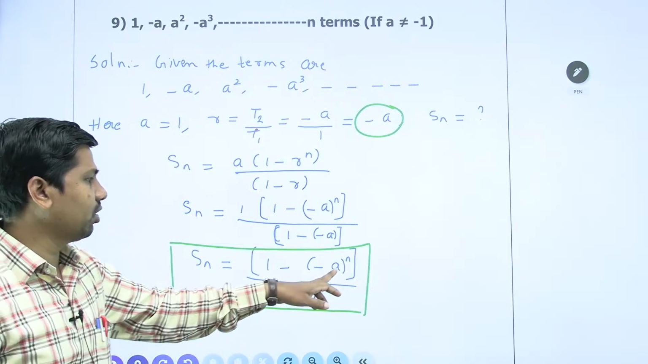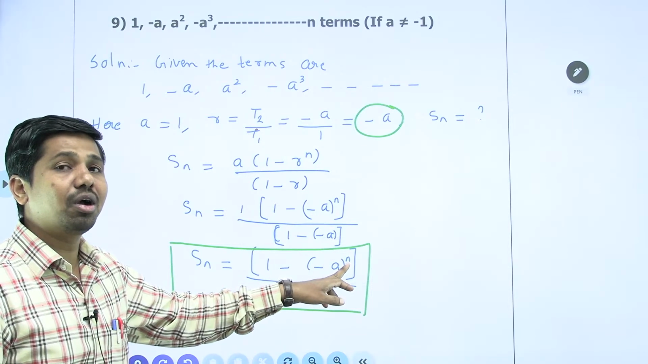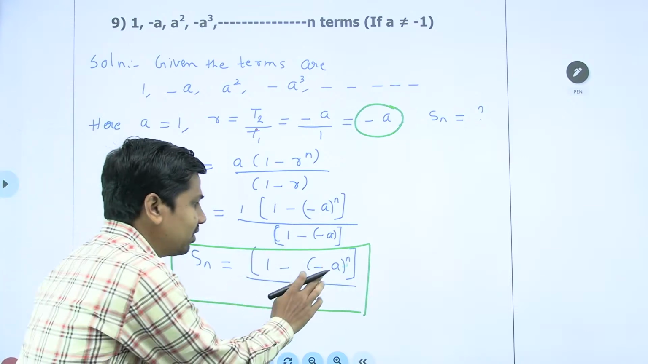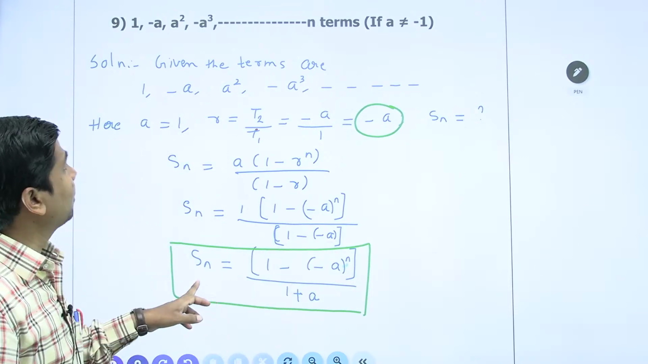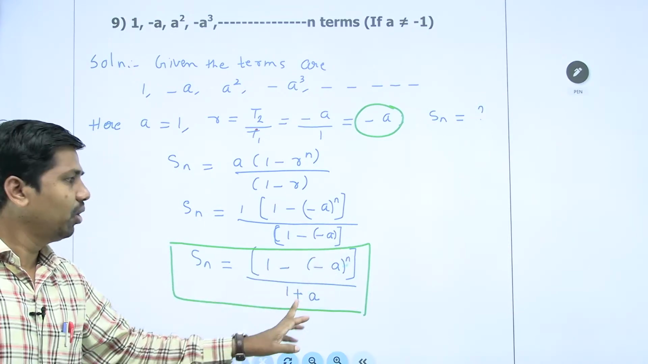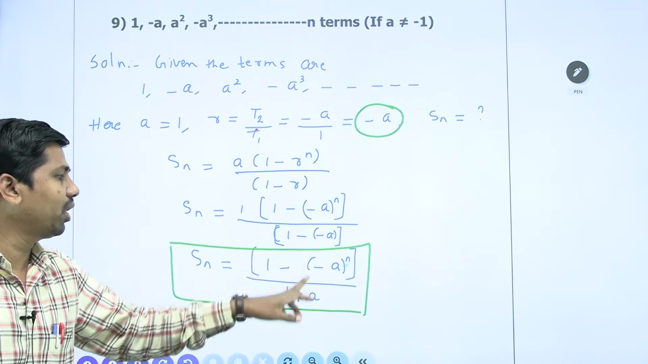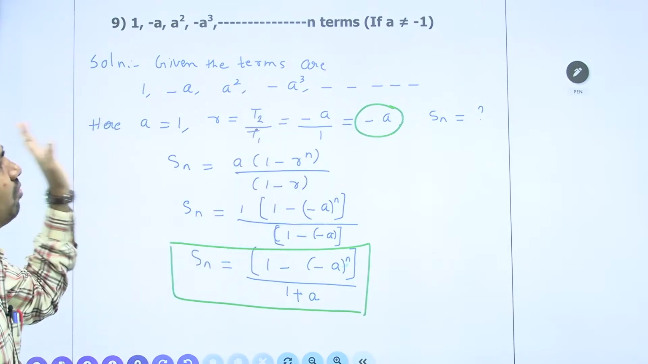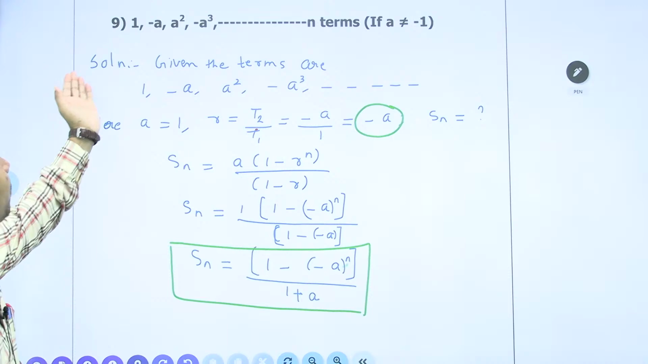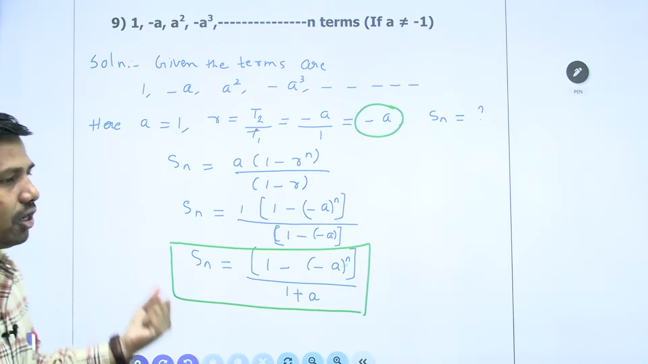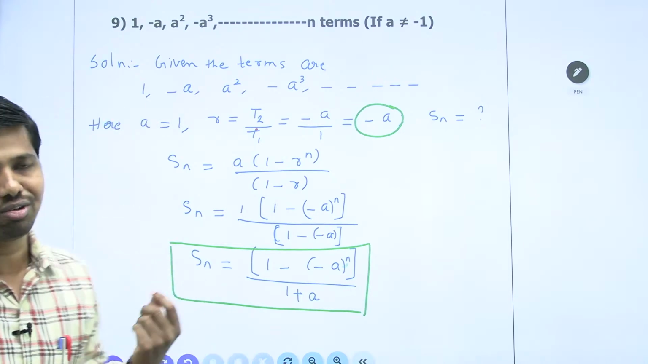You cannot simplify the power here, as it depends upon your n value. If n is even, this gives positive. If n is odd, it gives negative. That's why you should keep it as minus a raised to n. So Sn for this given GP is 1 minus minus a raised to n divided by 1 plus a, where r is minus a. So this was a simple question, finding the sum of the terms for the given GP 1, minus a, a square, minus a cube up to n terms. So this was the 9th question. Let us go for the 10th question.